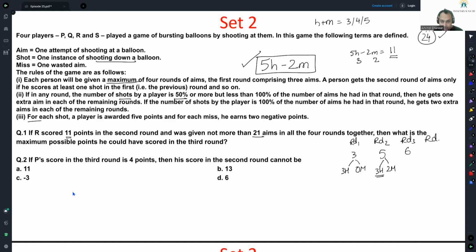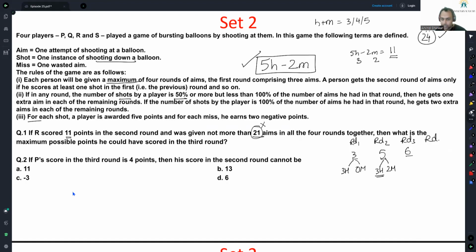But the problem is we had extra information like this. If all the aims here were hits, if all of them hit the target, in the next round I would have gotten 8 aims. And this would add up to 3 plus 5 plus 6 plus 8, which is 22. This would be a violation of the question. So I cannot have all 6 aims of round 3 being on target.